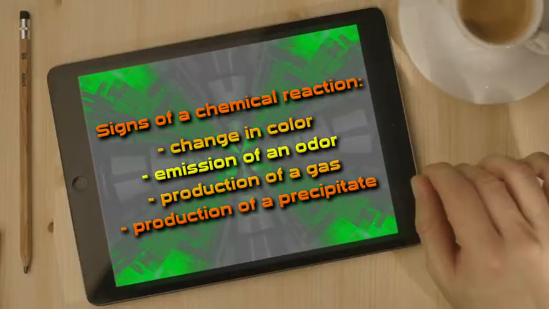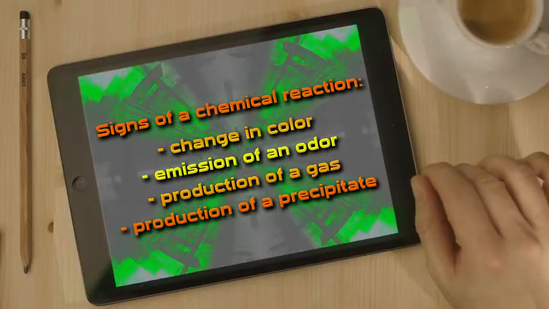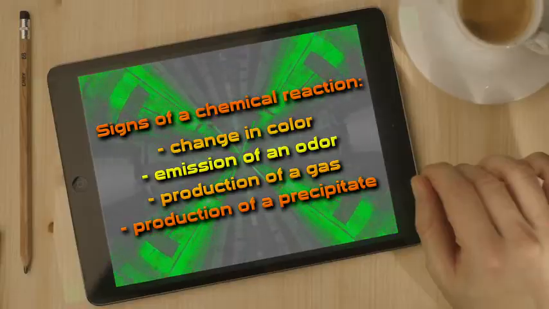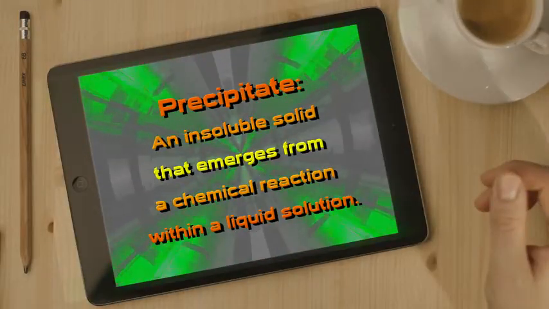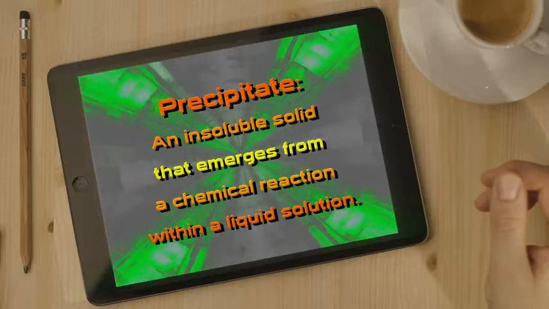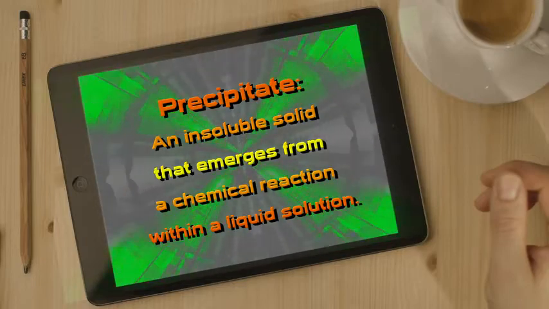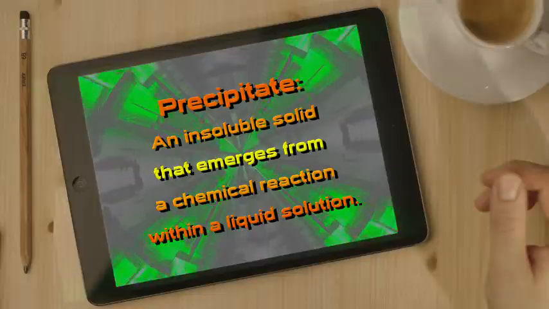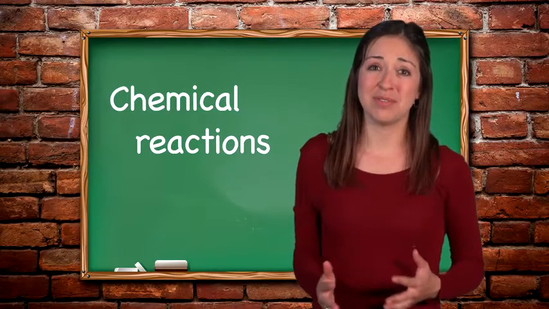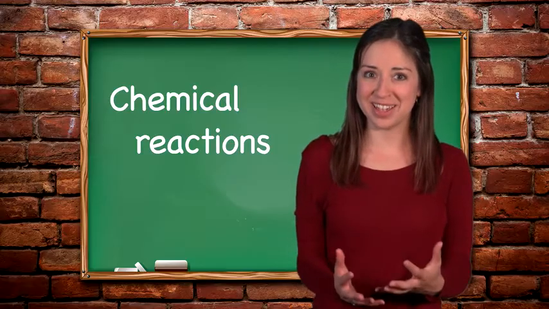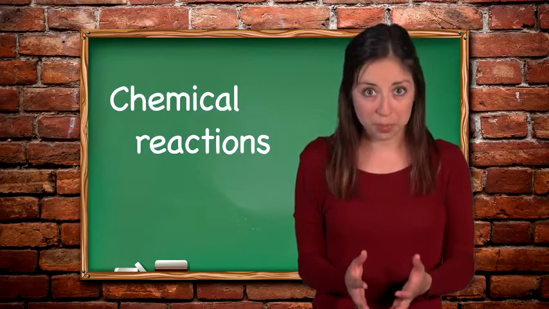One last sign that a chemical reaction has taken place is the production of a solid substance called a precipitate. A precipitate is an insoluble solid that emerges from a chemical reaction within a liquid solution. To get a good understanding of this idea, we sadly have to leave the aromatic example of our baking cookies and head to the bathroom.